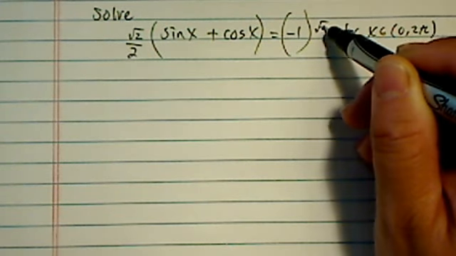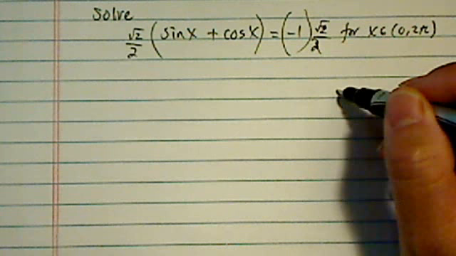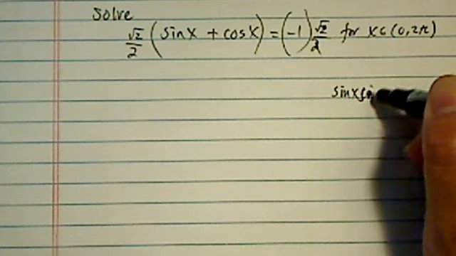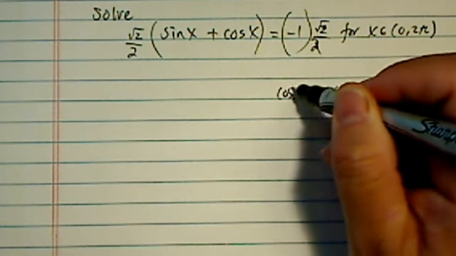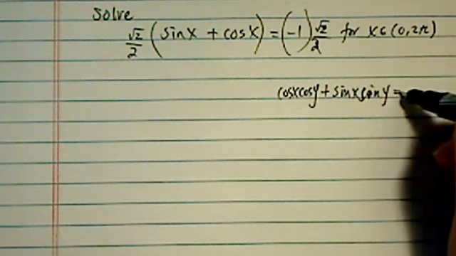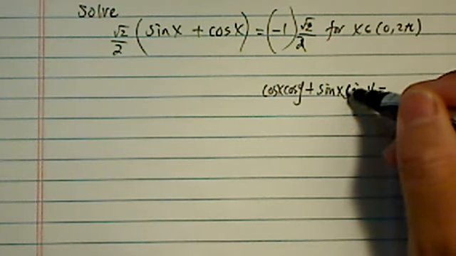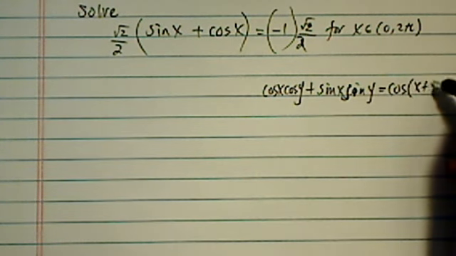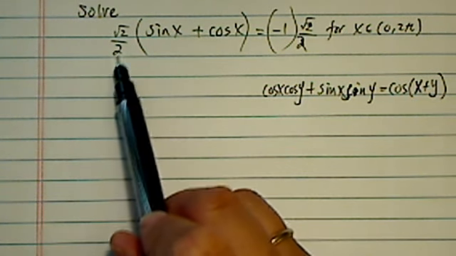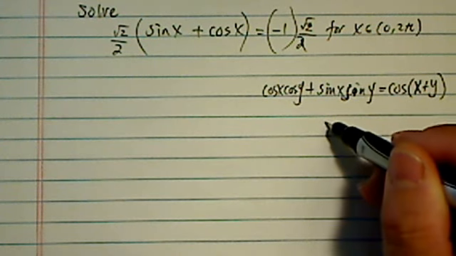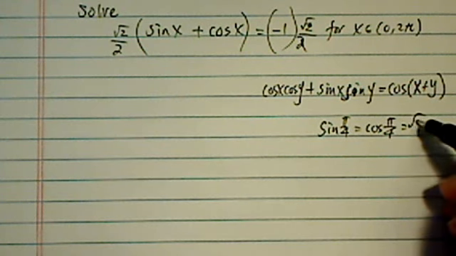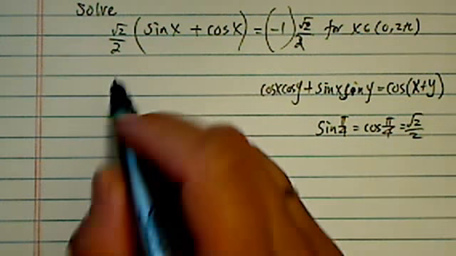The reason we do this is we're going to use a formula that says sine x cosine y plus cosine x sine y is equal to sine of x plus y. The only way I can make both x and y the same is with radical 2 over 2, because sine of pi over 4 is equal to cosine of pi over 4, equal to radical 2 over 2. Okay, so now let's apply that.